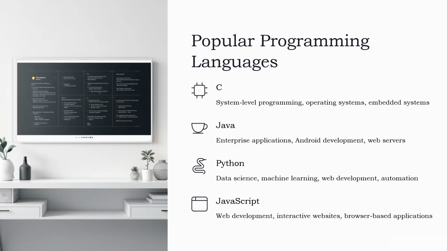Java is widely used in enterprise applications and it is mainly platform independent. Python is easy to learn and is mainly popular in AI, machine learning and data science. JavaScript is mainly used for web development, and it makes websites interactive. In this course, we will mainly focus on C programming.